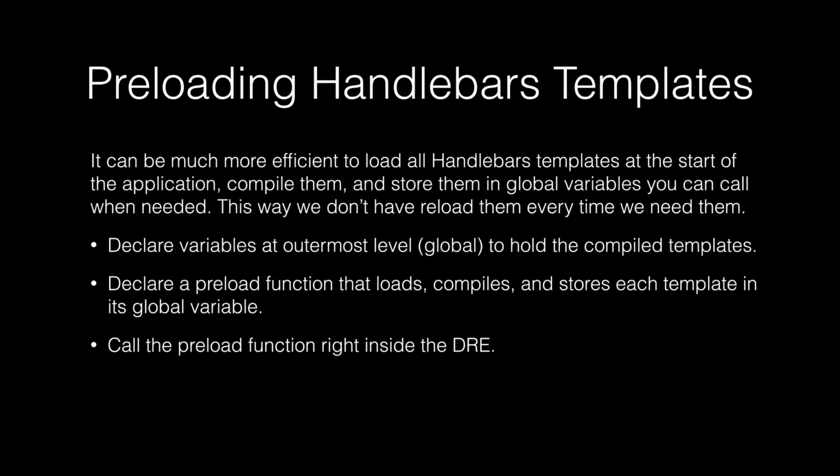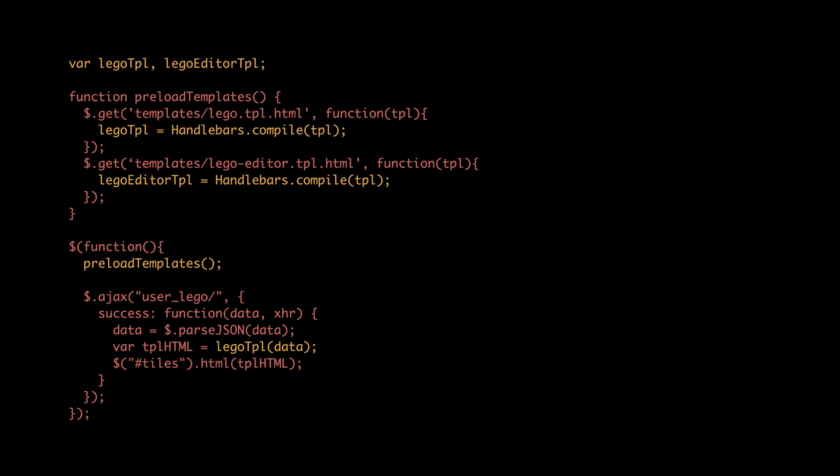We're first going to declare the variables at the outermost level, that's the global level, and they're going to eventually hold the compiled templates. Then we're going to declare a preload function that will load, compile, and store each template in its global variable. And last of all, we can call the preload function right inside the DRE to make sure that they all get loaded, and then those variables will be available for us to use.